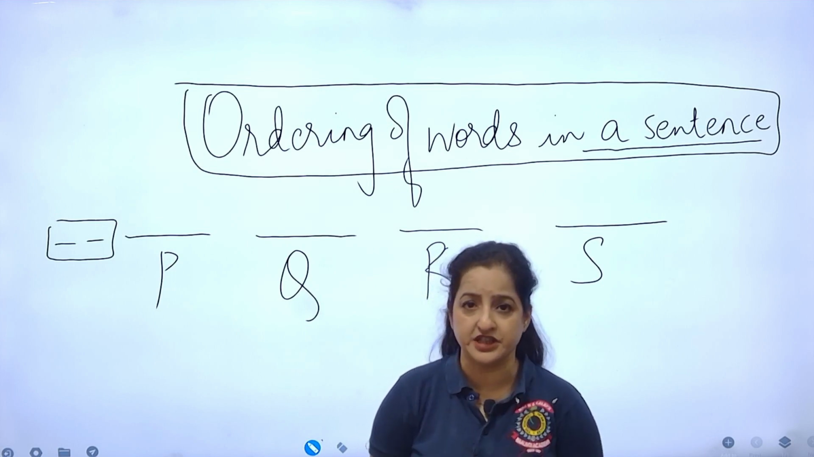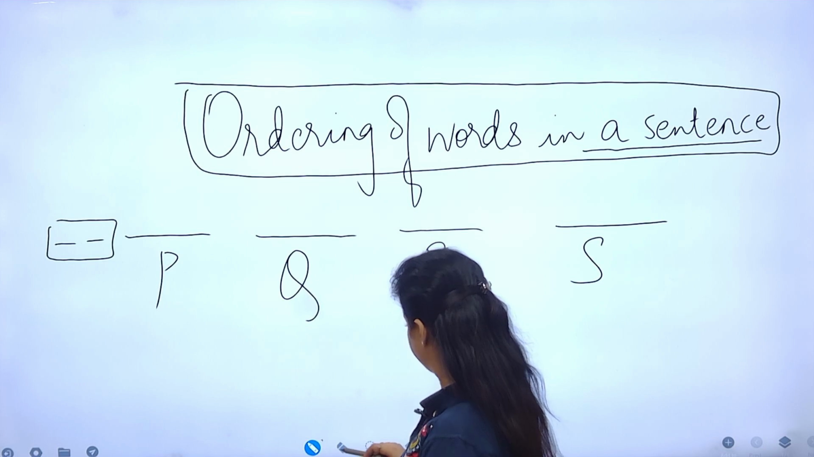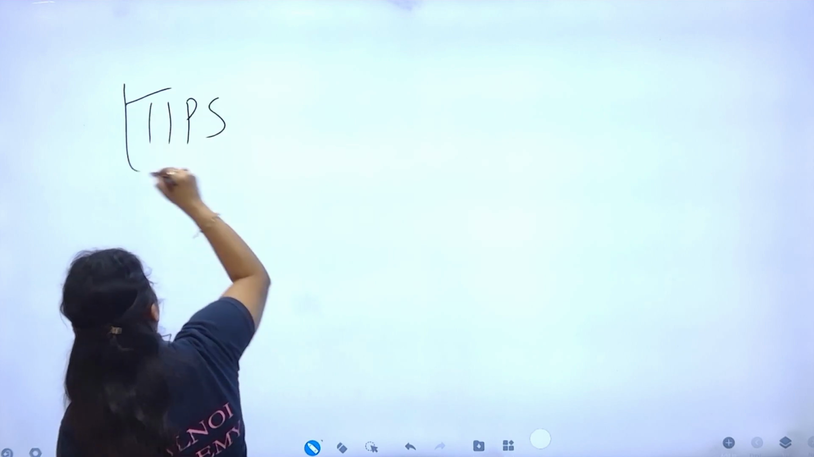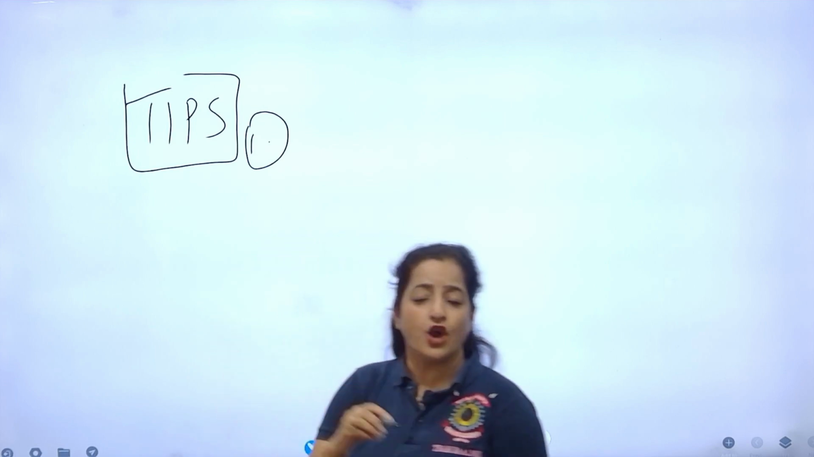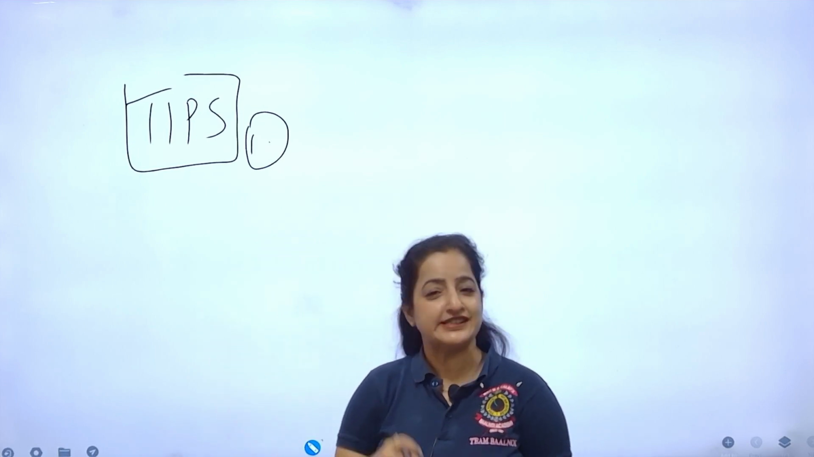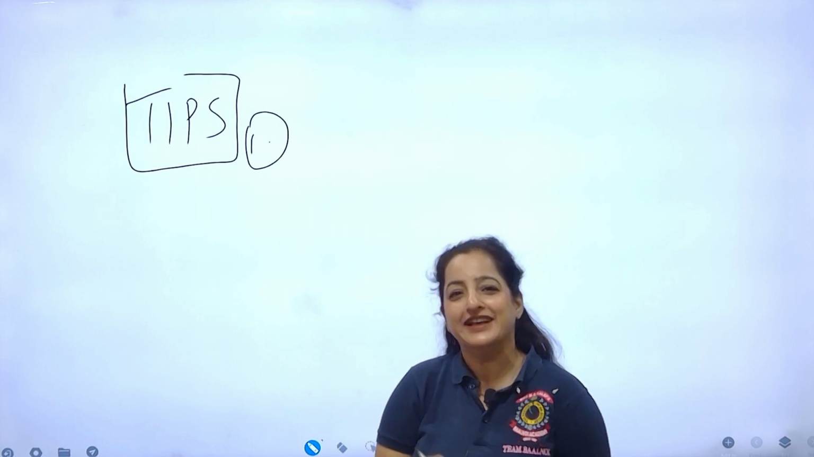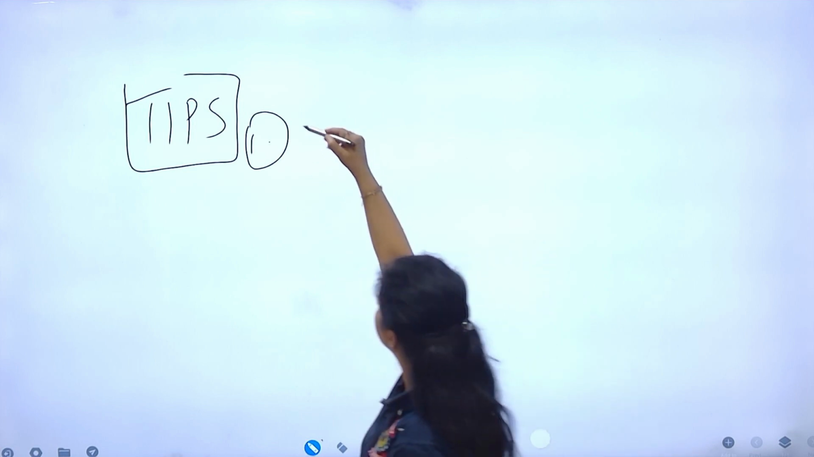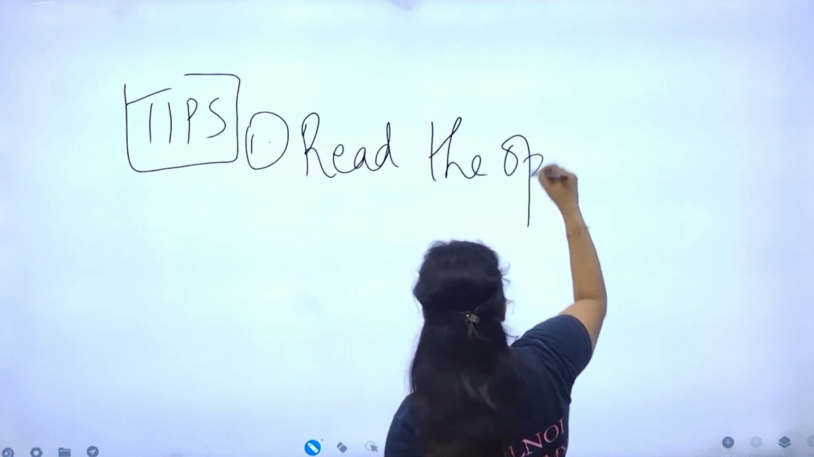Now, what are the tips? How do we order? First tip, do not read the question. Yes, you heard me right. That is the first tip. Do not read the question. Then what exactly are you going to read? You're going to read the options first. So read the options first.